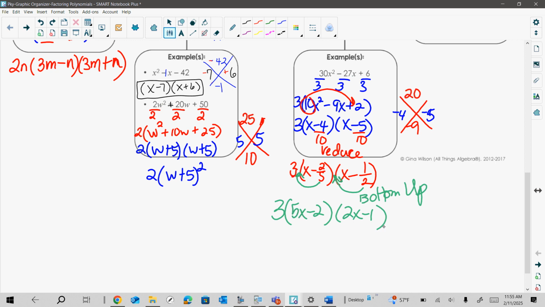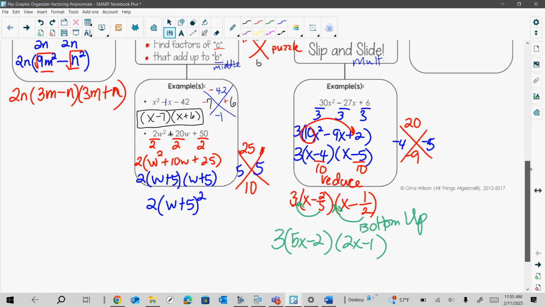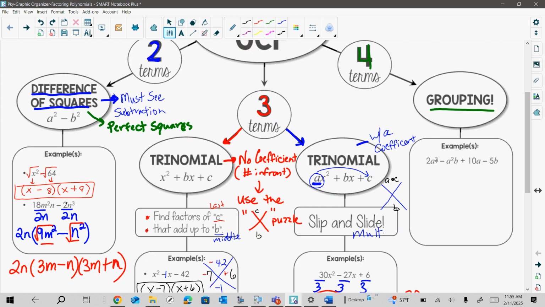All right, the last type to factor are 4 terms. This is when we do grouping. You group the first 2 and you group the last 2. And you do a GCF for both.